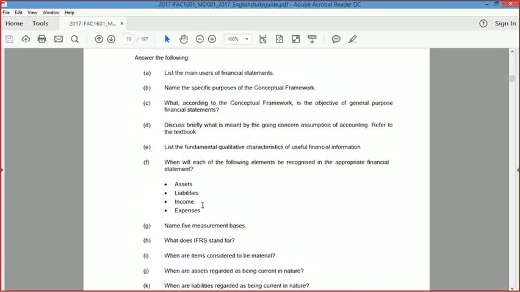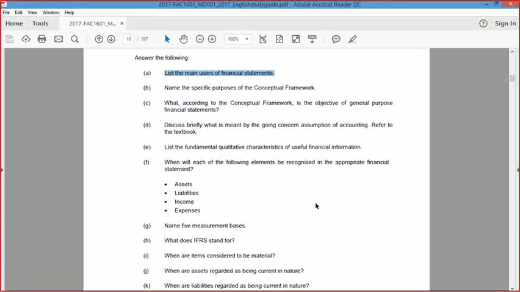Let's quickly test you guys in terms of your understanding so far. A bit of revision from Monday as well. Okay, so let's start with question A. Let's ask Kirsty. Kirsty, main users of the financial statements? Businesses and companies. Great, businesses and companies. So if we had to group those, we could group them into internal and external. Yes. Okay, we'll group those two together.